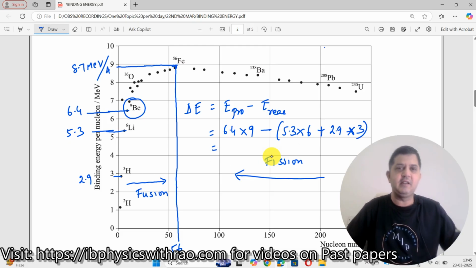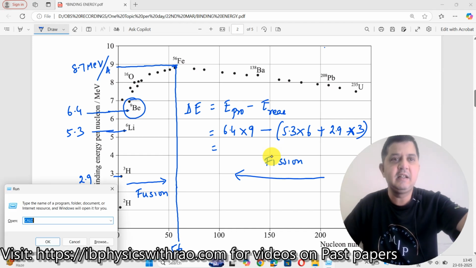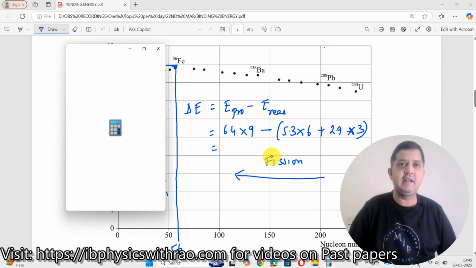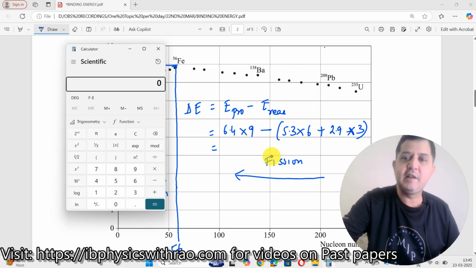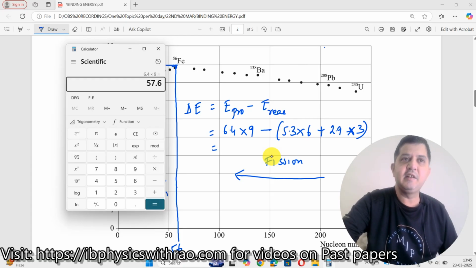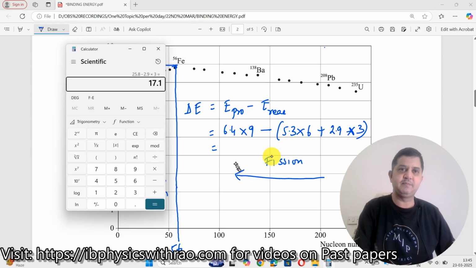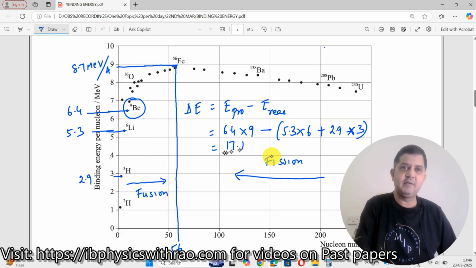Now if I take the calculator and find out what value I get: 6.4 multiplied by 9 is equal to so much, minus 5.3 into 6 is equal to so much, minus 2.9 into 3, is equal to 17.1. 17.1, what is it now? It is million electron volts here, right? So this should also be MeV over here.